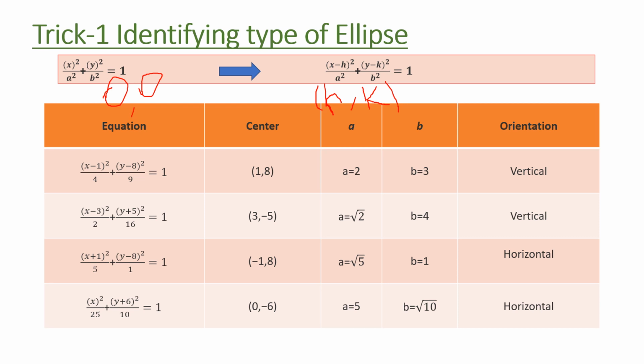Now let us see some examples in order to find out the values for center, a, b and the orientation for the ellipse, whether it is vertical or horizontal. These we are understanding in order to understand the plotting or the sketching of the ellipse.